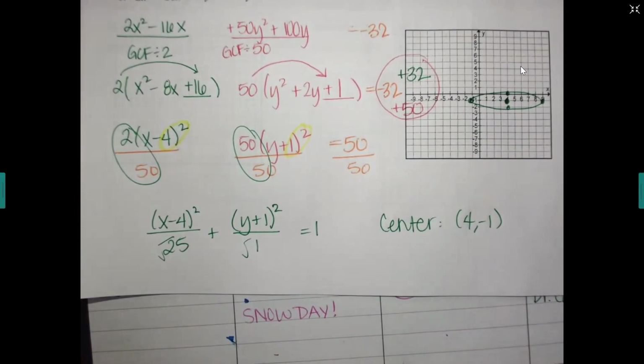Perfect. We're going to do one more and then we're done. Always one more. Sorry. All right, let's take a look at number 10.